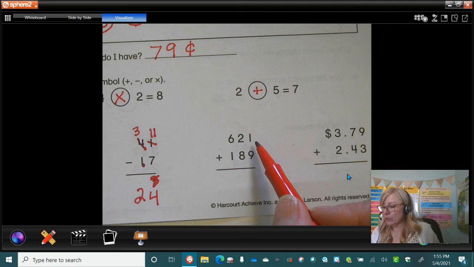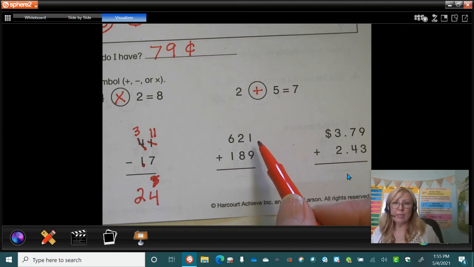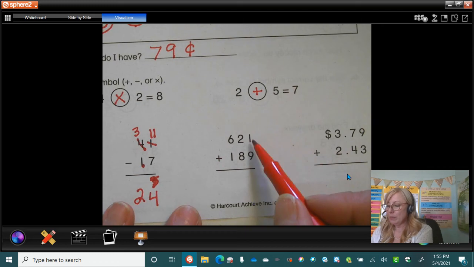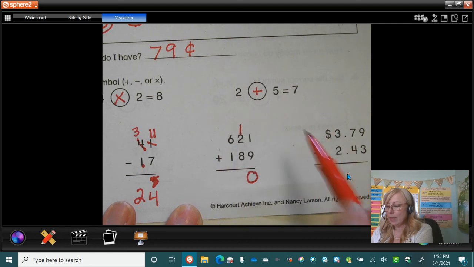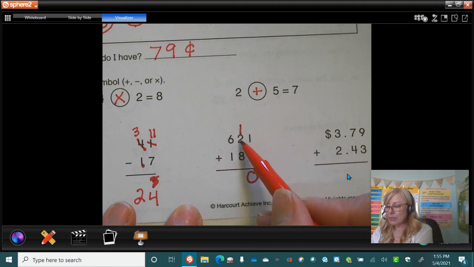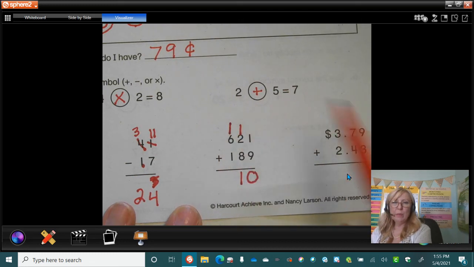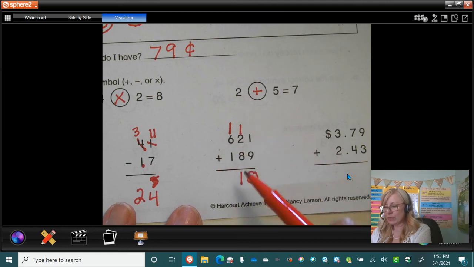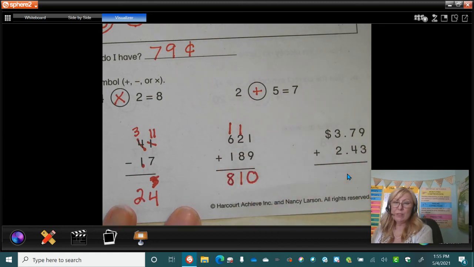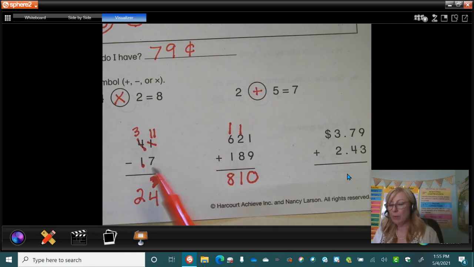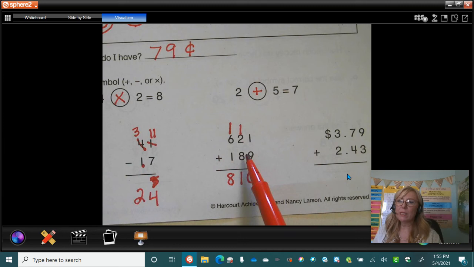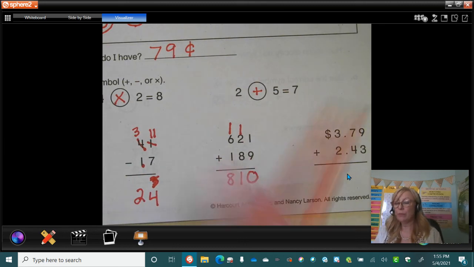Let's add 621 to 189. Okay, 1 plus 9 is 10. I'm going to carry my 1. And 8 plus 2 is 10, plus 1 is 11. I'm going to carry my 1, and then 6 plus 2 is 8. My answer is 810. Now remember, when you're subtracting, you always have to subtract from the top number down. But when you're adding, I always start with the biggest number first, and that's okay to do.